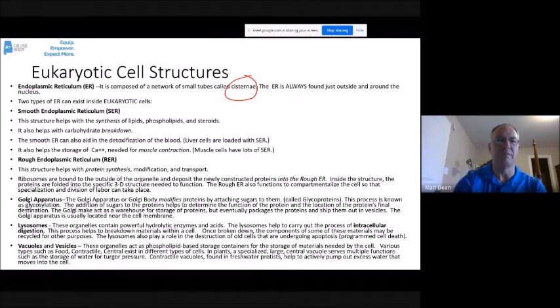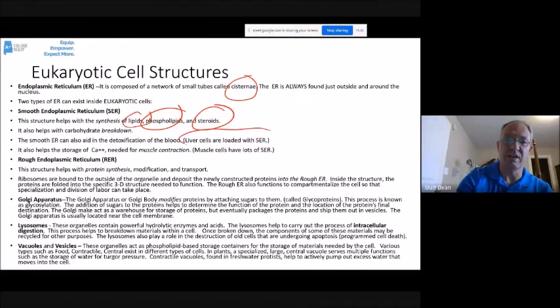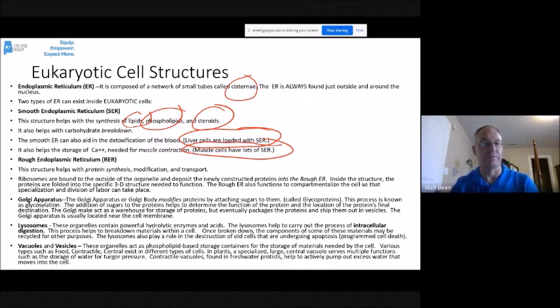This structure helps to make lipids, phospholipids, and steroids that are important in the cell. It also helps in the breakdown of sugars, carbohydrates. The smooth ER helps to detoxify the blood. So there's lots of smooth ER found in liver cells. It also helps to store calcium ions, which are really important for muscle contractions. So muscle cells have lots of smooth ER.